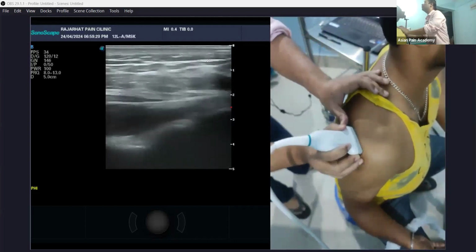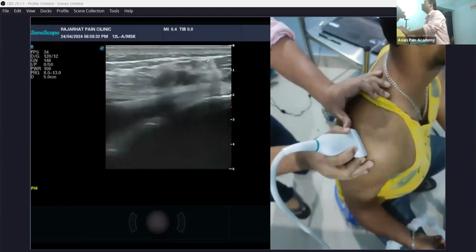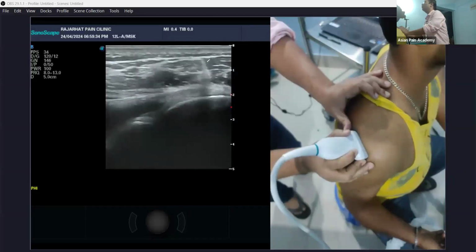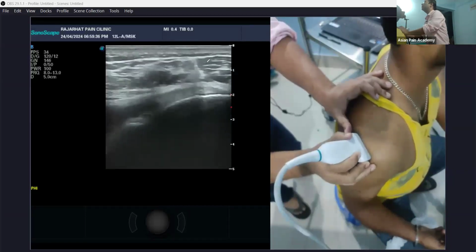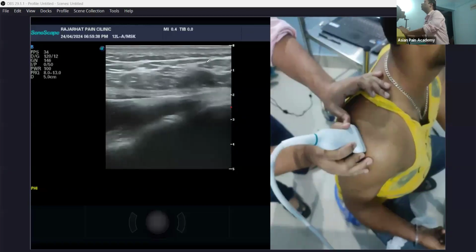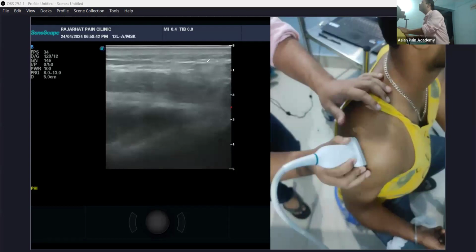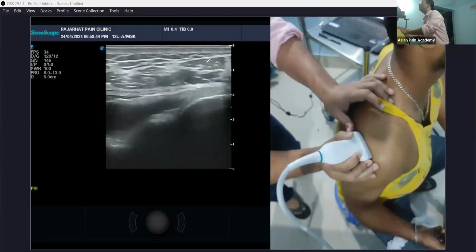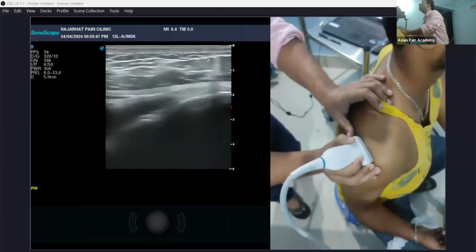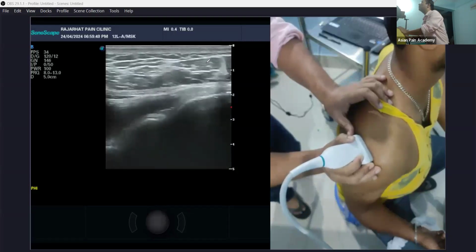While seeing infraspinatus, we always see the glenohumeral joint also, and we are seeing both the glenoid part and the humeral head part. Glenoidal labrum also we can see, and humeral head also we can see.